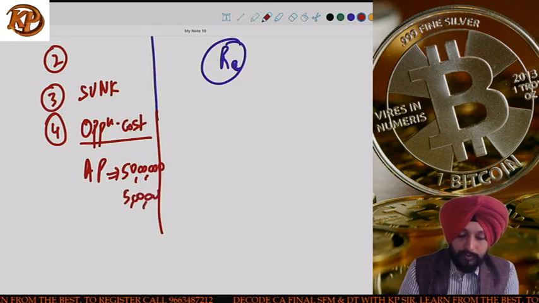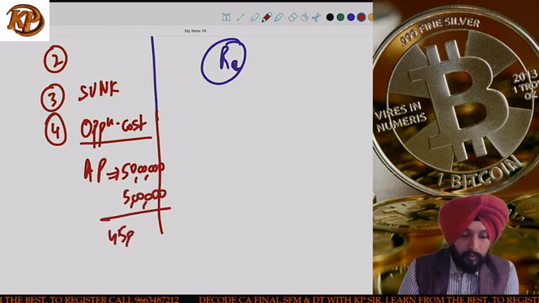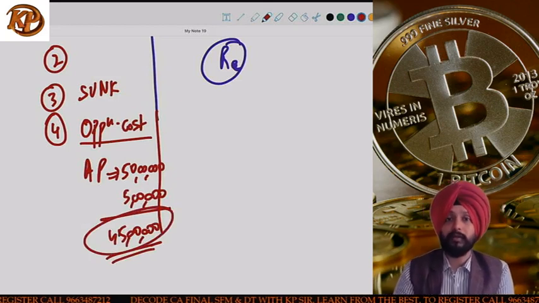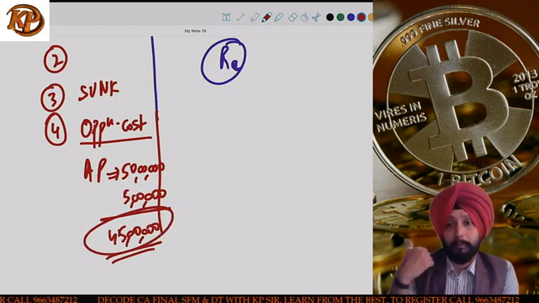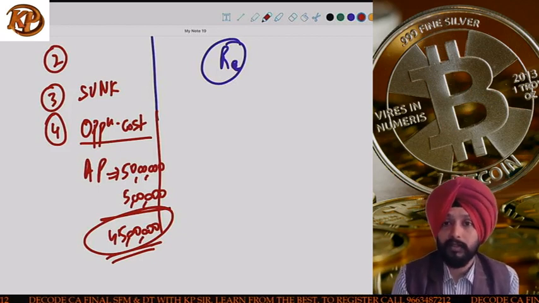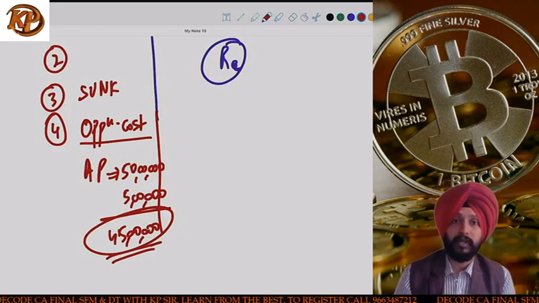I will consider it as 50 lakhs minus 5 lakhs, which is 45 lakhs is what I should consider, because 50 lakhs I'm going to make from this, but because of starting up with this amusement park, I'm going to lose my income from another amusement park. That loss of income should be considered.